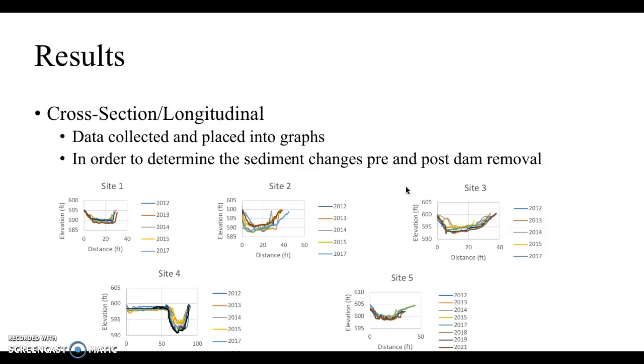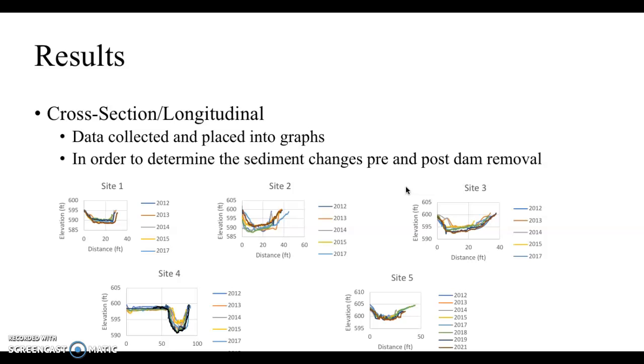Next, we will move into the results collected from the data from the Kinne Brook Dam. We will begin with the cross-sectional and longitudinal data. This data was collected and placed into graphs by site, as you can see, and it includes years 2012 to 2021. This data was plotted in order to see trends through each year to see if there was sediment transportation and if this transportation was affected by the hydrodynamics of the stream before and after the dam removal.